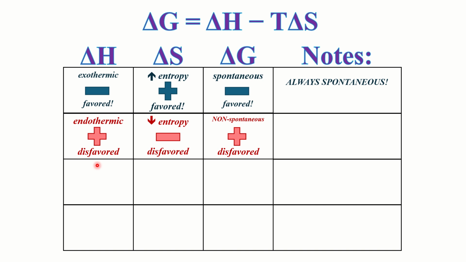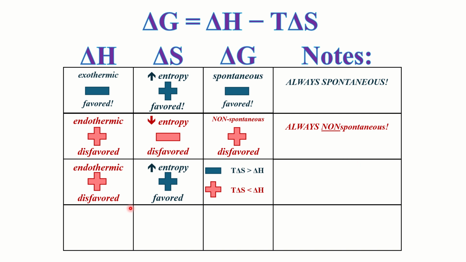On the flip side, if you have a reaction that is endothermic with a positive delta H and it has a decrease in entropy, this term is positive, and then this term is negative, and the negative times a negative makes this term positive, so two positive terms being put together results in a positive delta G. The process is non-spontaneous. So anytime you have an endothermic reaction with a negative entropy change, it is always non-spontaneous.